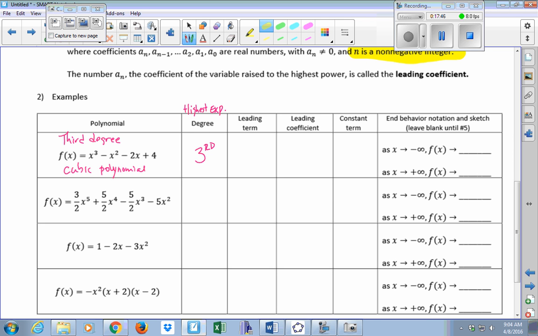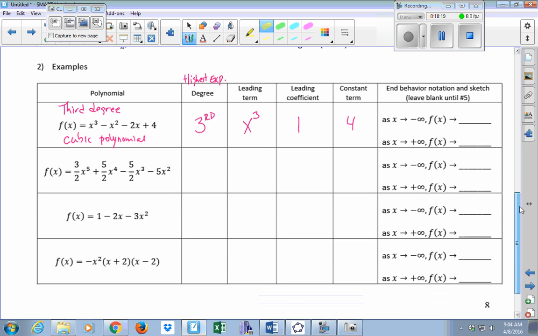Okay, what's the leading term? Terms are the parts of addition and subtraction, and polynomials are a bunch of terms added and subtracted. So what's the leading term here? X cubed, right? Okay, what's the leading coefficient of x cubed? 1. And what's the constant term? 4. All right, we're going to save this column.